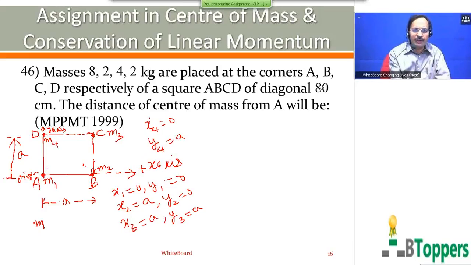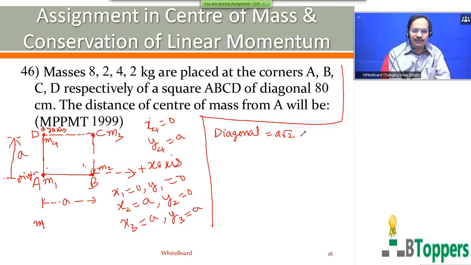You are not given the length a of the side of the square, you are given the length of the diagonal. The length of the diagonal of a square, as you must know from school level geometry, is root 2 times the length of one of the sides. That means a into root 2 is equal to 80 centimeters. From that you can know the value of a here.